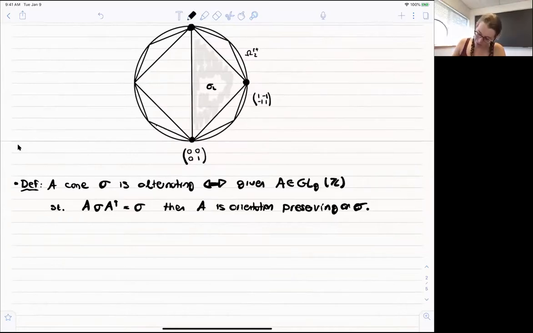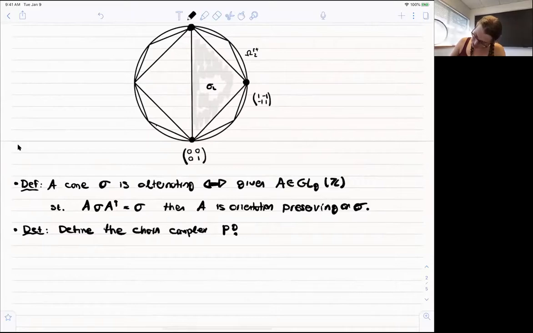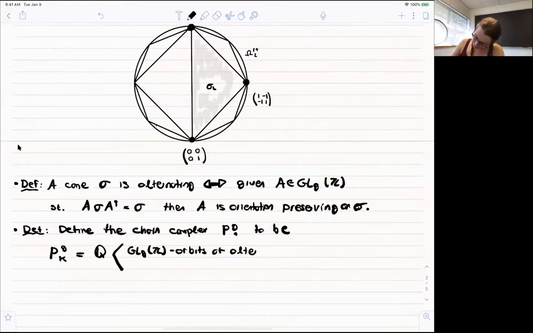So I can now finally define the chain complex. We define the chain complex P upper G lower dot to be, well, as a vector space in dimension K, it's the Q vector space spanned by the GLGZ orbits of alternating cones sigma in this admissible decomposition, in the perfect cone decomposition, with the dimension of sigma equaling k plus 1.